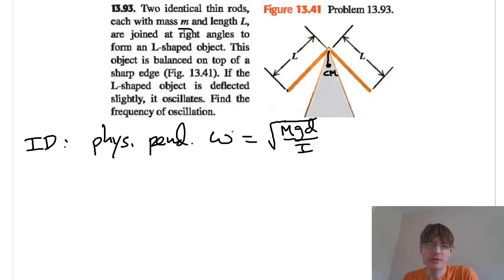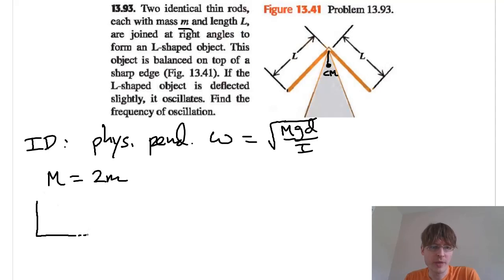So that tells me the frequency. However, I'm not done because I have to plug in M, the total mass. That's easy. I have to figure out the distance to the center of mass from the pivot, and that's not so easy. And the inertia of this shape, I have to figure out too. First of all, M is 2m. That's easy enough. What about the distance to the center of mass? Well, I have to review how to calculate the center of mass position of a shape. I'm going to put the L shape on its side to do the calculation.